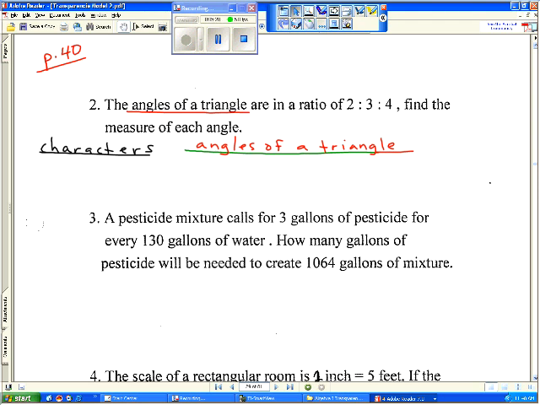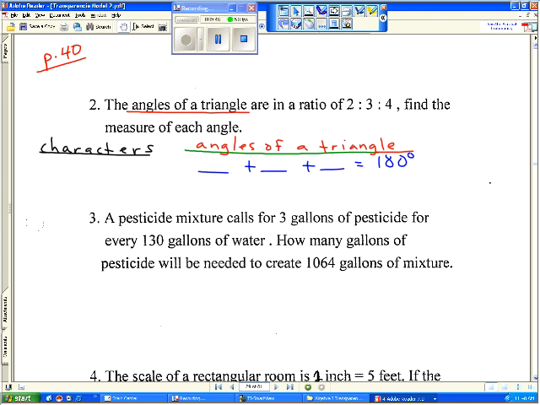Now, the angles of a triangle, what is it that we know about them on page 52 that was important to us? Their sum is 180 degrees. How many angles are in a triangle? 3. So what's missing from my equation? The angles.